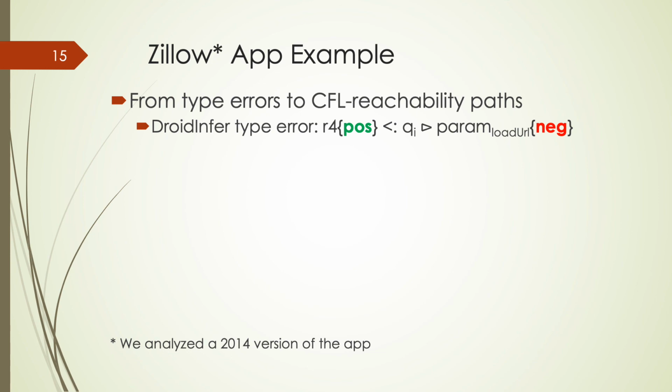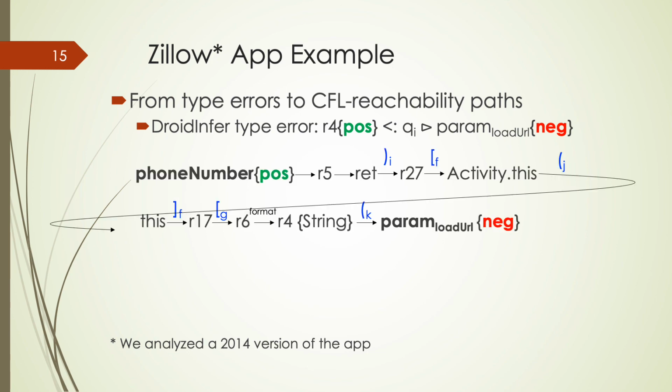But the type error itself, which shows flow from some positive variable R4 to the negative parameter loadURL, is not particularly useful. So we mapped this error to a CFL reachability path, which revealed the leak of the phone number string to the network through the loadURL parameter. This leak happens via a sequence of method calls, field writes, and field reads. The CFL reachability path helped explain the type error, and in fact, in this case, we were able to trigger and observe this leak dynamically.